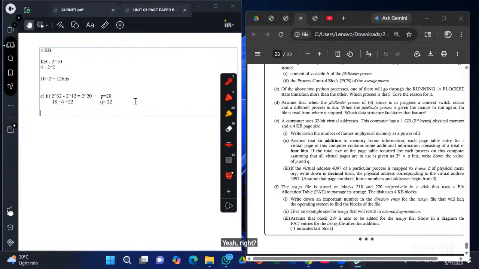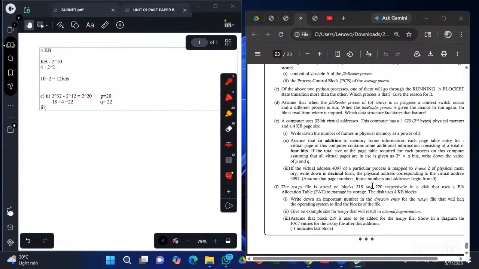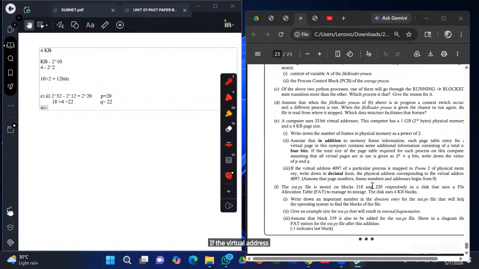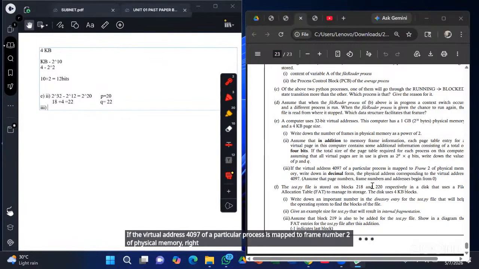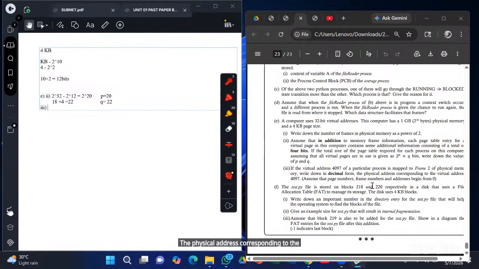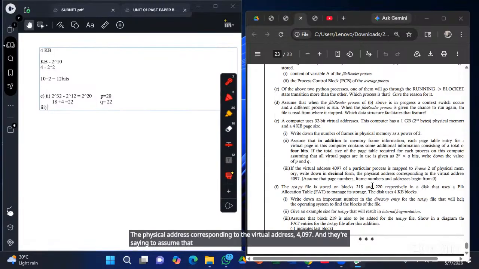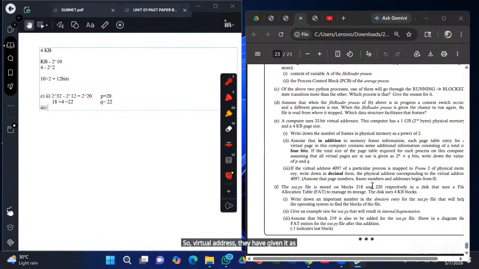And then next we have Roman number 3, right? If the virtual address 4097 of a particular process is mapped to frame number 2 of physical memory, write down in decimal form the physical address corresponding to the virtual address 4097. They're saying to assume that page numbers, frame numbers, and addresses begin from 0. So the virtual address they have given is 4097.